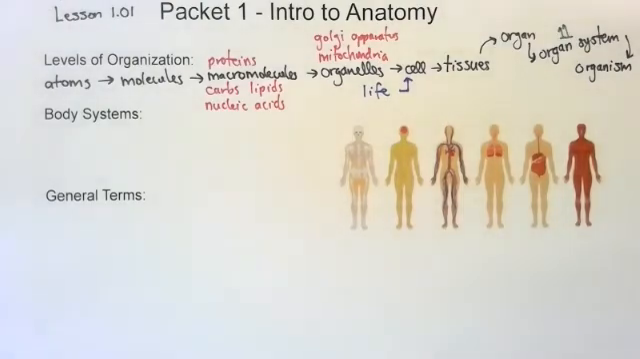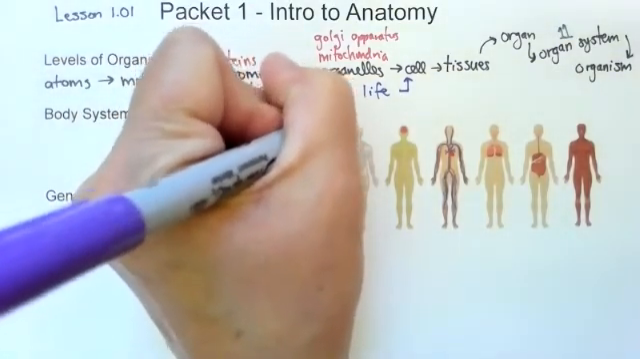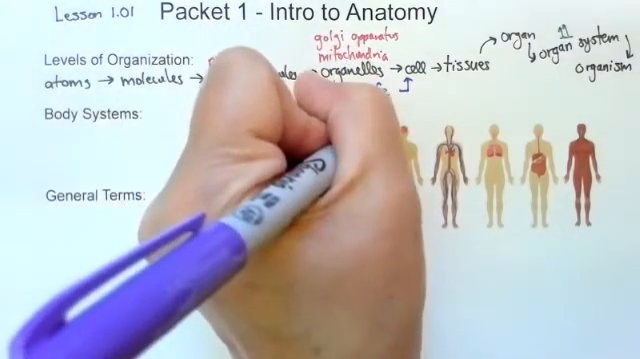Okay, how many did you get? Welcome back. Did you say skeletal? So this picture here represents the skeletal system. This is going to be the nervous.